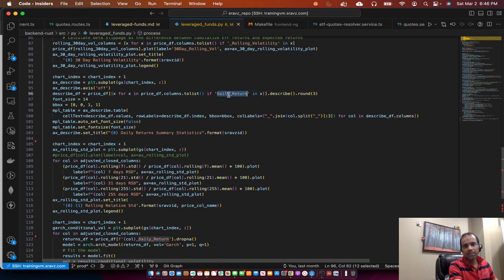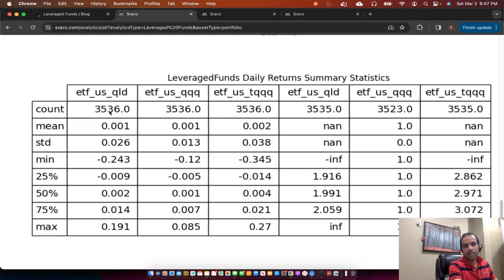Then we took the daily returns using describe, and we got the summary statistics. For example, this is QLD, QQQ, TQQ, with the same number of observations. The mean is around the same, 0.1, 0.1, and 0.2. The standard deviation is around 3 times. If the QQQ standard deviation is 0.013, the TQQ standard deviation is close to 3 times, 0.039, and QLD's 0.026 is really close to 2 times. The more the leverage, the more the standard deviation.